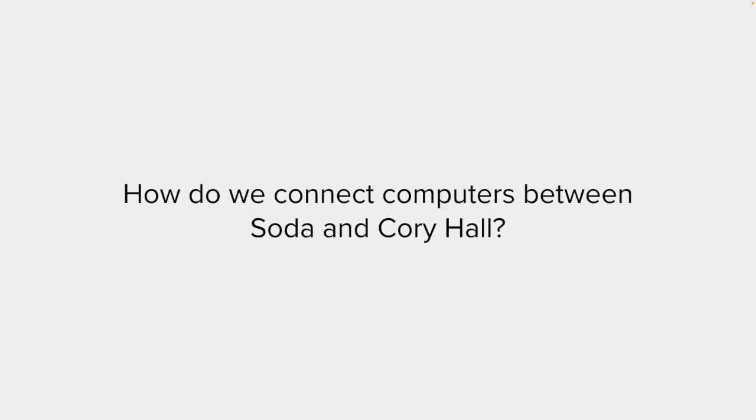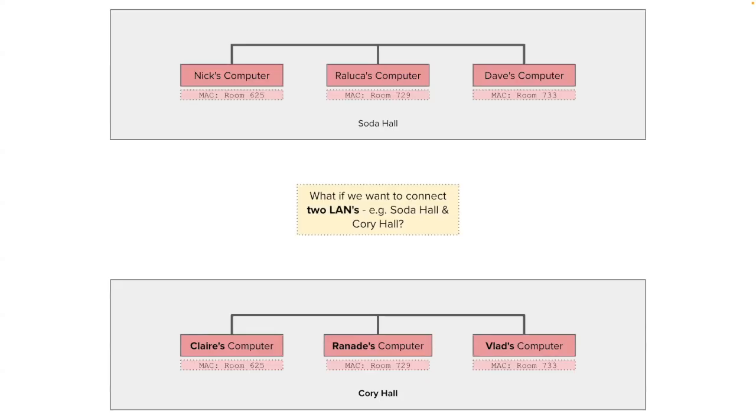Okay. So now if we think a bit more, let's say we have two buildings, Soda and Corey, because that's where each department is. How can we connect computers across these two buildings? Here's a slightly more complicated diagram. We have 3 computers on the top in Soda Hall, and another 3 computers on the bottom in Corey Hall. What happens if we want to connect the local area networks between them?